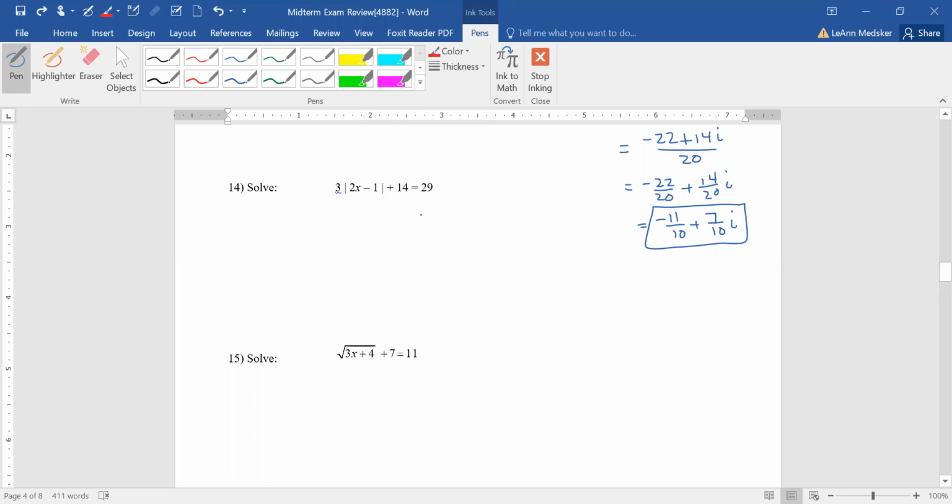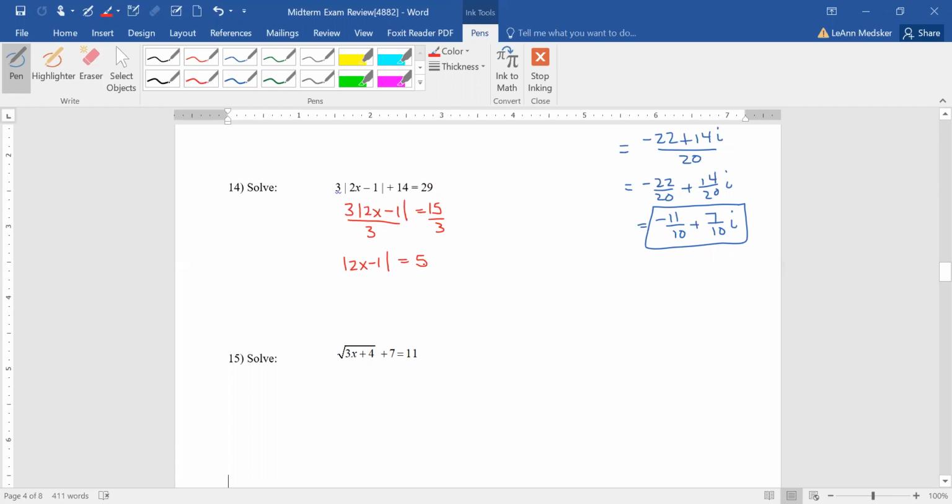So number 14 is solving an absolute value equation. Now, to solve an absolute value equation, you must first isolate the absolute value on one side by itself. So we're going to subtract over that 14 that is added after the absolute value sign. So that's going to give me 15. We also want to divide the 3 to the other side so that the absolute value is by itself. So we have absolute value of 2x minus 1 equals 5. Be careful not to make this look like 11 equals 5.